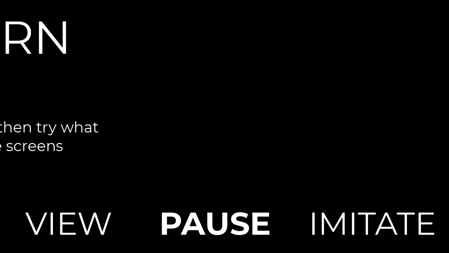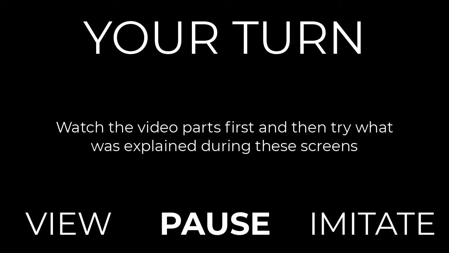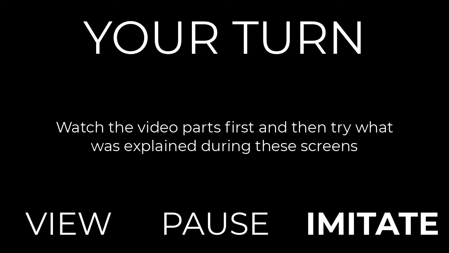The best way to learn from these videos is to view, pause, and imitate. View means watch what is being demonstrated in the video without copying at the same time. It's important to keep your attention on the concept being explained and demonstrated. When this screen comes up, you can pause the video. The concepts just explained will be listed on the screen, so while the video is paused, you can then imitate and explore the concept which was just shown.